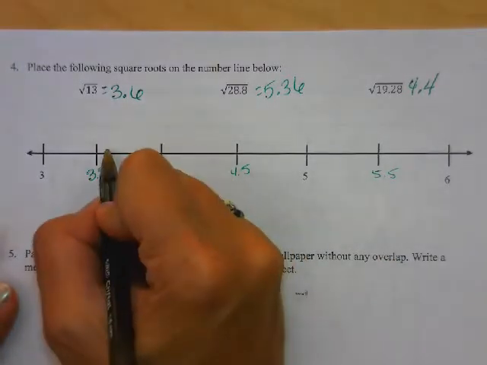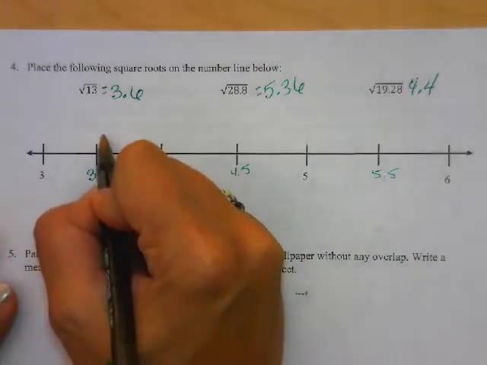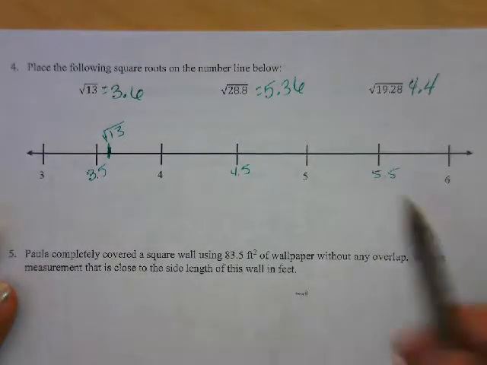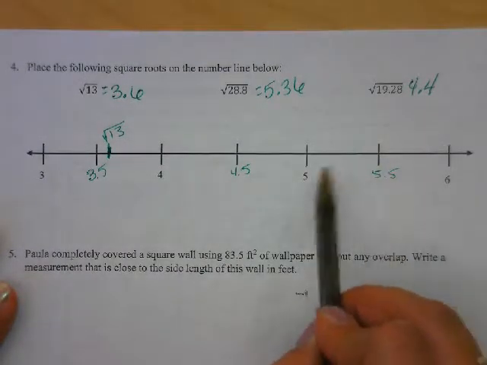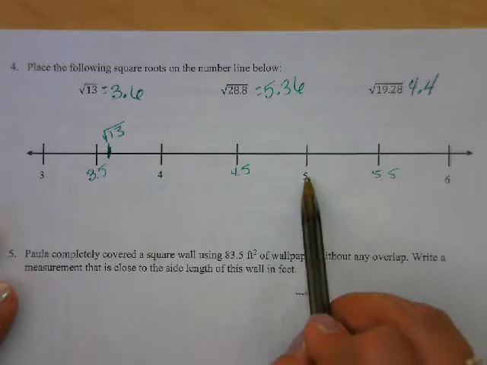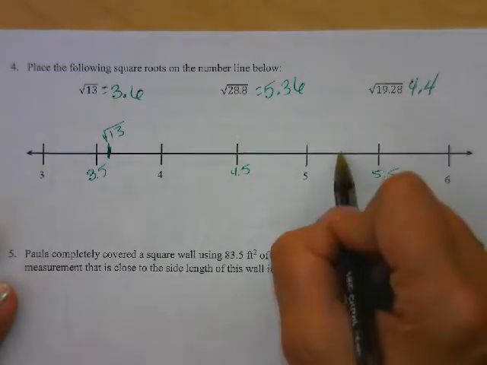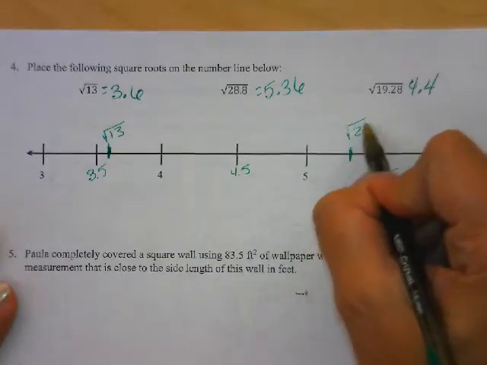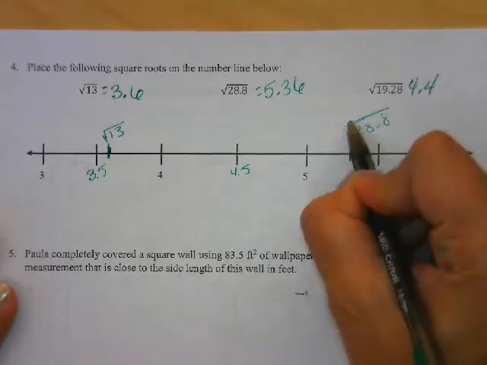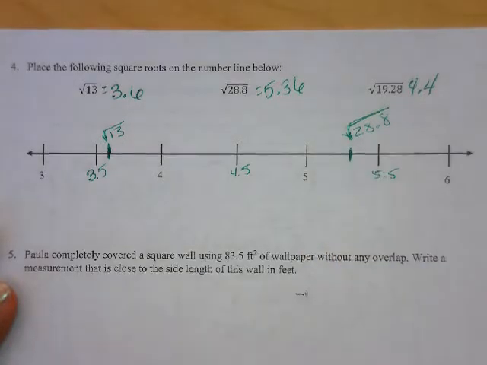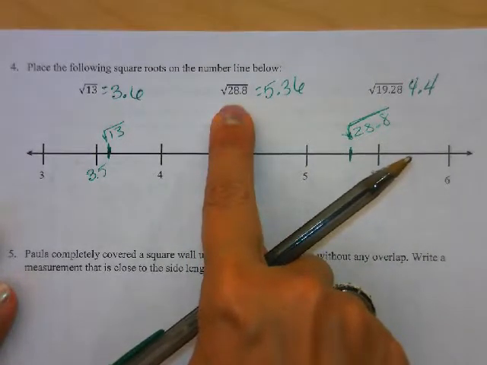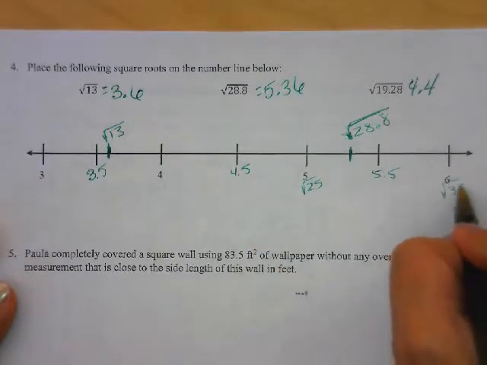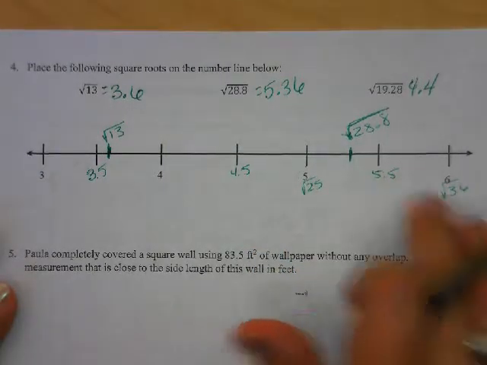3.6 is going to be just past 3.5, so I'm going to mark square root of 13. 5.36 is between 5, and think of it even as money if you wanted, $5, $5.50. Here's about 5.25. I'm going to go just to the right of it. And remember, we did talk about how you could estimate, square root of 25 is 5. This is square root of 36, so we know that it's going to be in between.